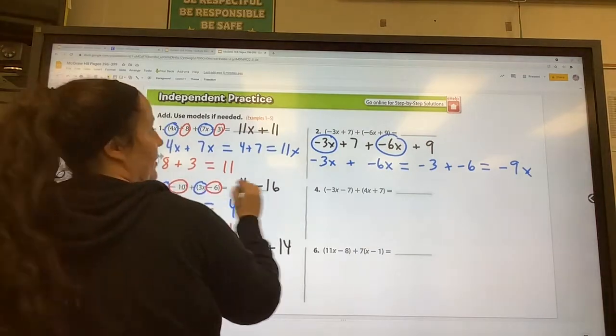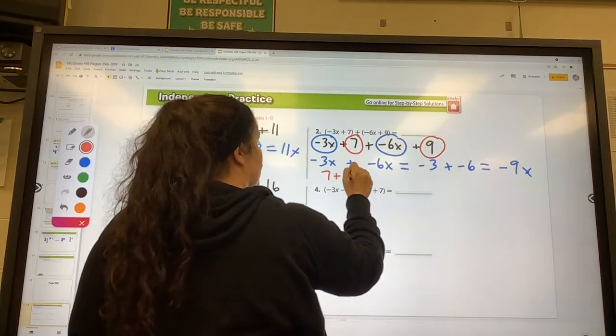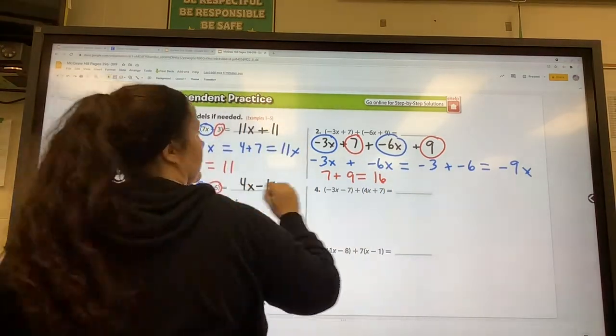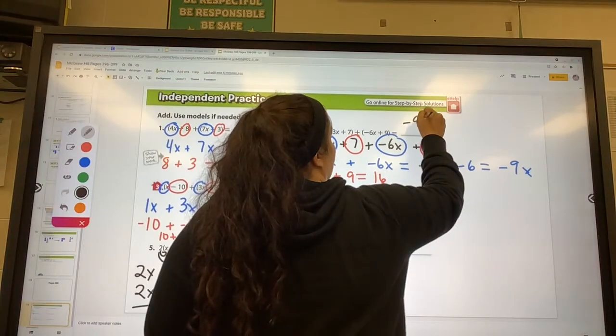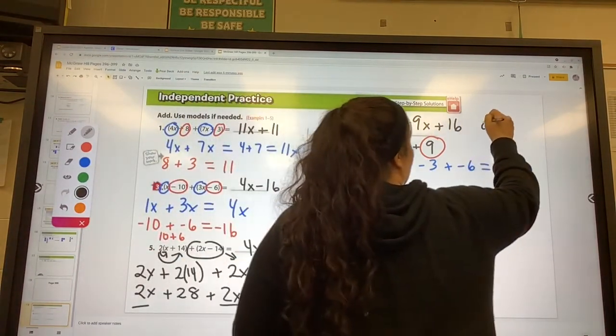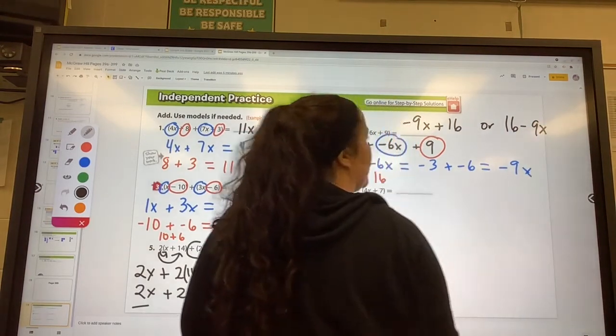Okay, now we're gonna add the constants. 7 plus 9 equals 16. Putting it all together, this is negative 9x plus 16. Or, if you want to write it nice and pretty, 16 minus 9x. See how that is the same thing?